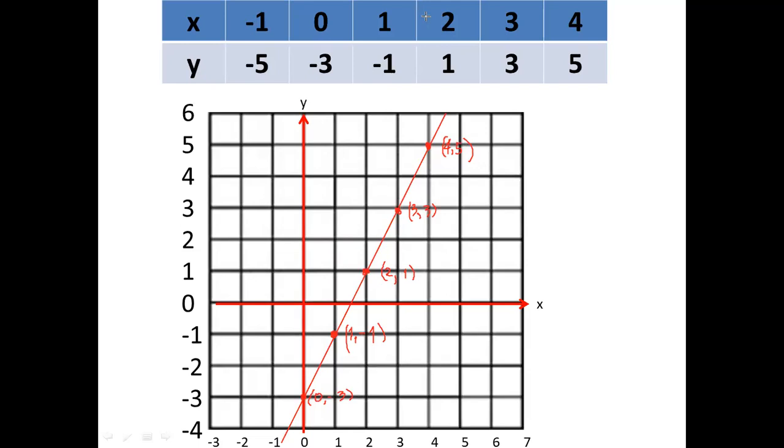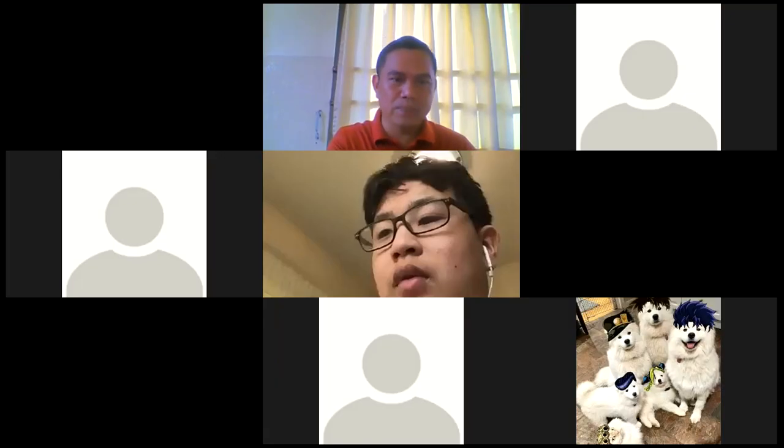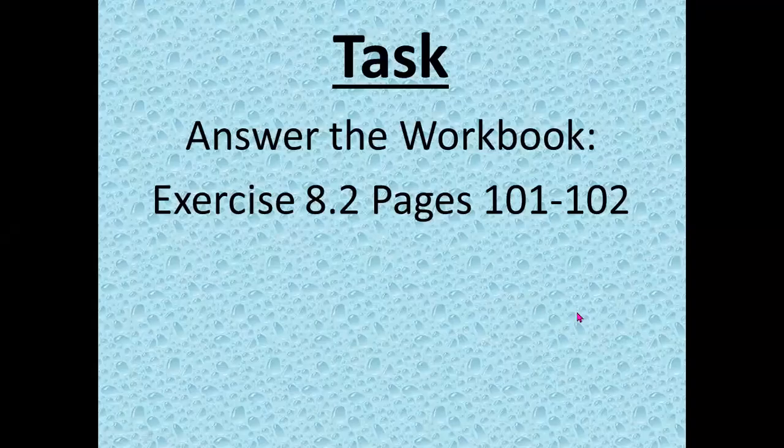We don't have much time, so we really need to answer the workbook. The workbook will be on pages 100 and 101. We don't have much time, so that will be your task. Answer exercise 8.2, pages 101 and 102.